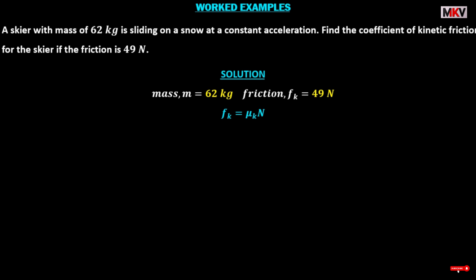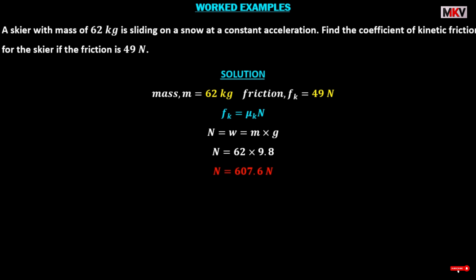So we are supposed to determine the normal force before we can find the coefficient of kinetic friction. We know that the normal force is equal to the weight of the skier. So to determine the normal force, we multiply the mass of the skier by the acceleration due to gravity. Therefore the normal force is equal to 62 times 9.8. After computing, the normal force is equal to 607.6 newtons.